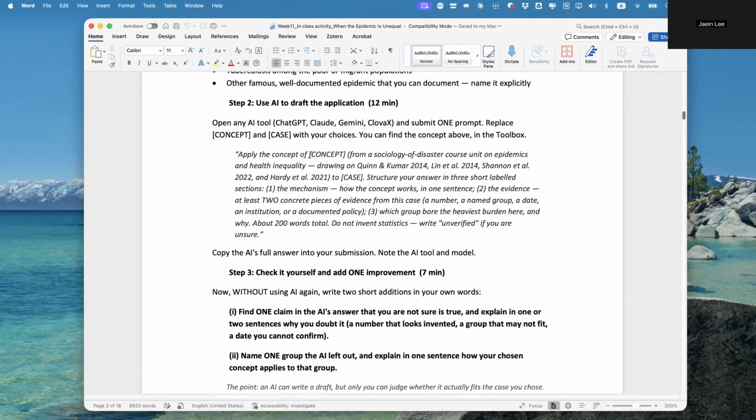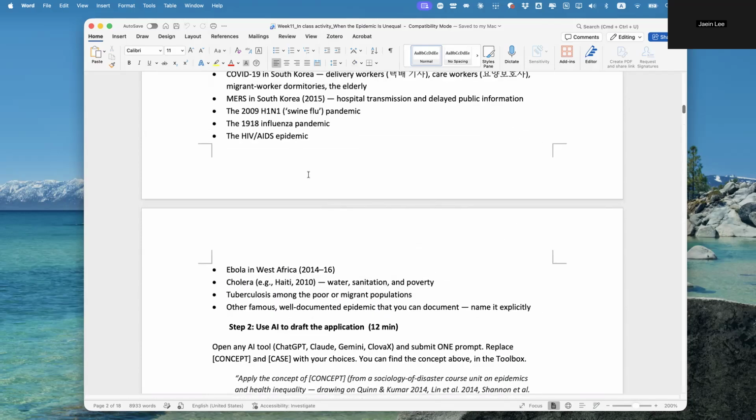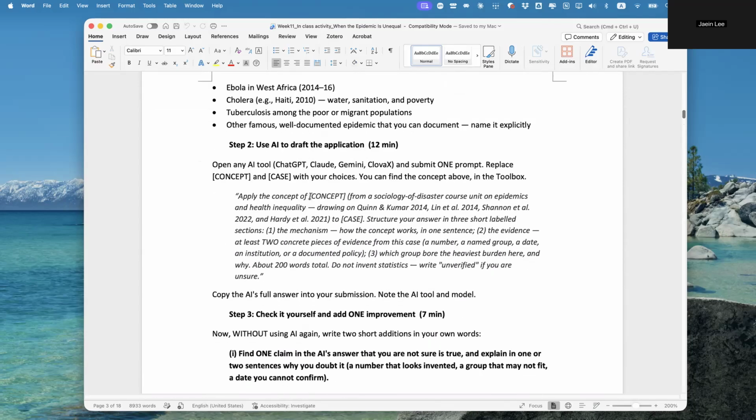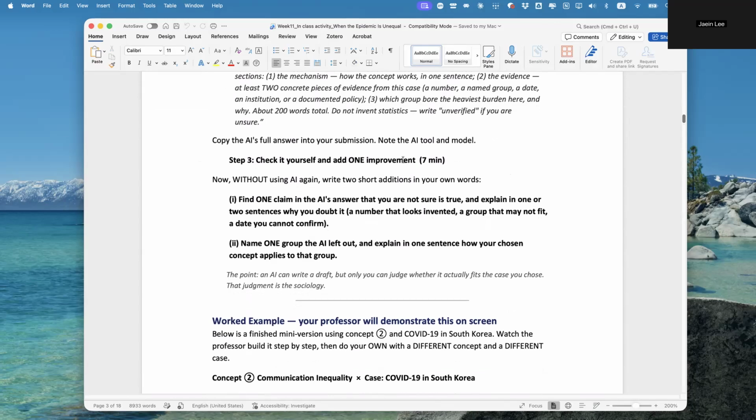So apply one concept out of the four above to the case that you are trying to use. That would be very similar to what we did last time, in week 12. So check out the one improvement.